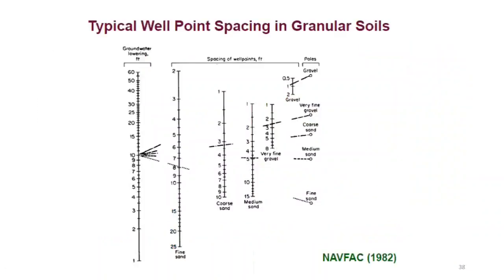Okay. This is just a chart which can give you a typical well point spacing in granular soils. What spacing you will use. You can see that on this axis, this is the required depth of how much groundwater you want to lower. Okay, let's say 10, for example. This is just an example. And your soil, pole over here means your reference soil.